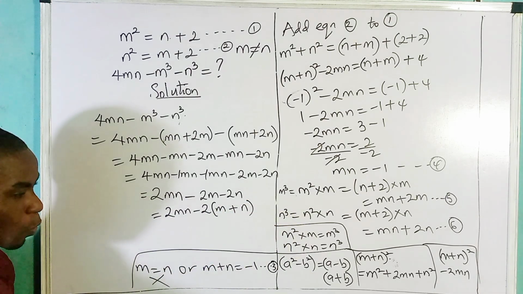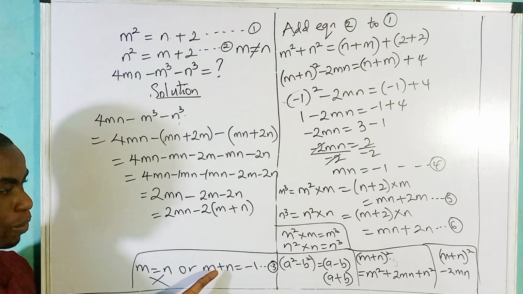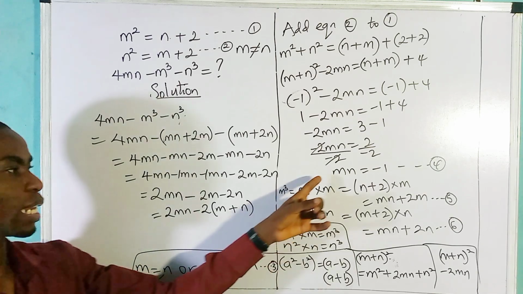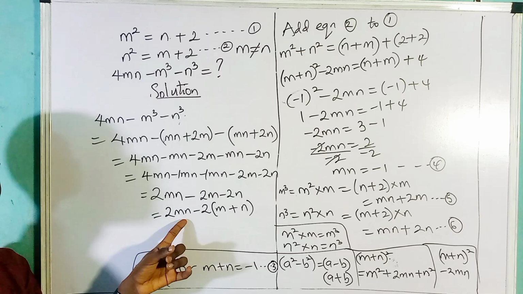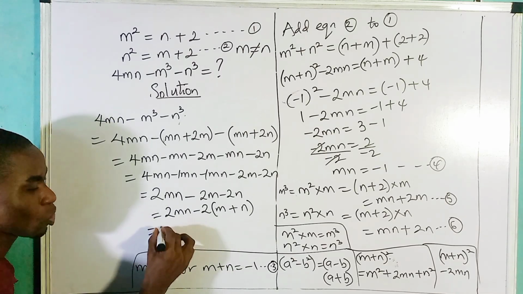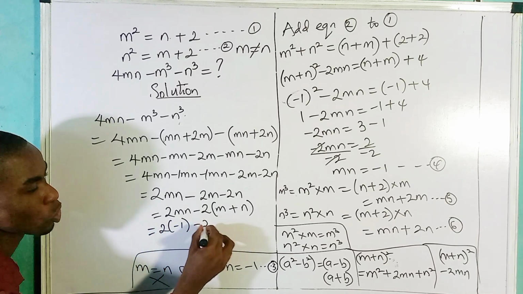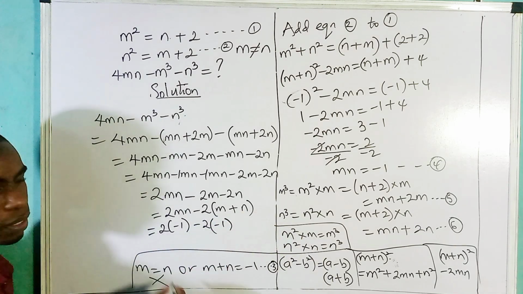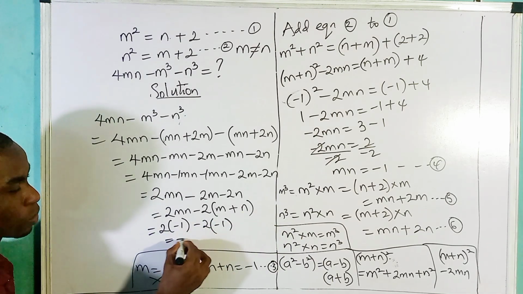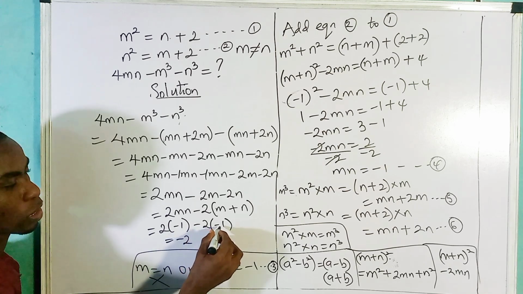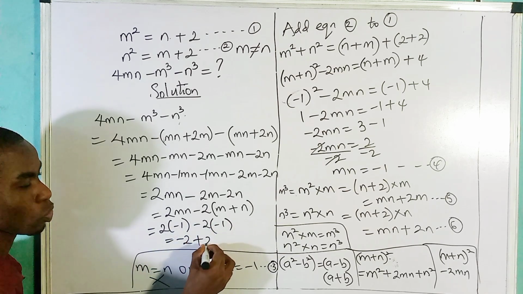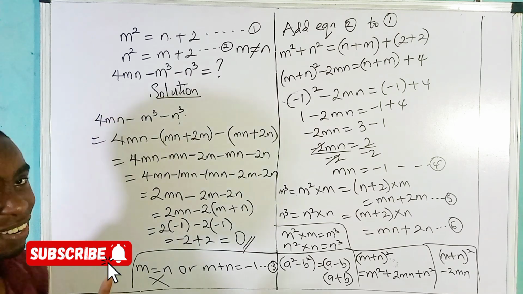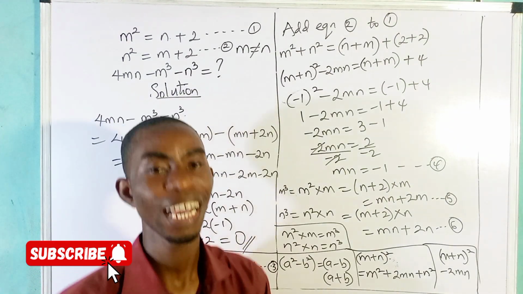Okay, now from what we've solved so far, we said m plus n is minus 1. So I'll be replacing this by minus 1. And then we said mn is minus 1 also, replace by minus 1. So this is 2 into minus 1 minus 2 into also minus 1. 2 times minus 1 is minus 2. Minus 2 times minus 1 is plus 2. And minus 2 plus 2 is 0. Very long, right? But that's the final answer.